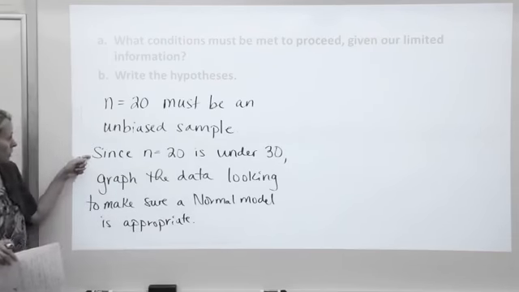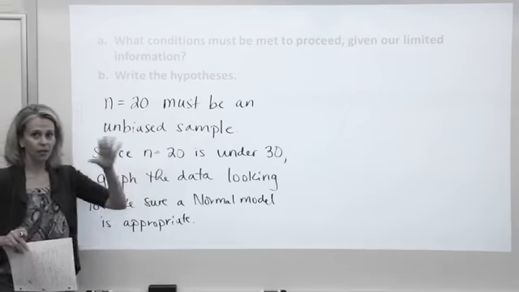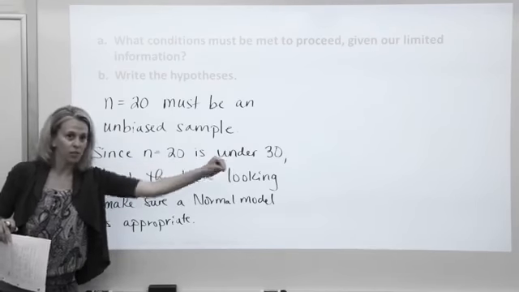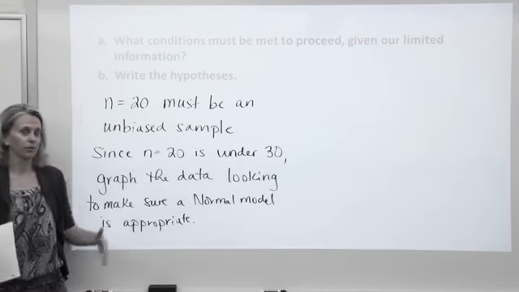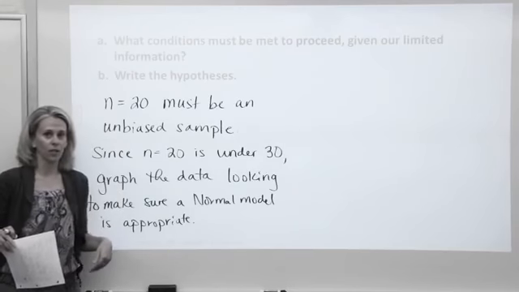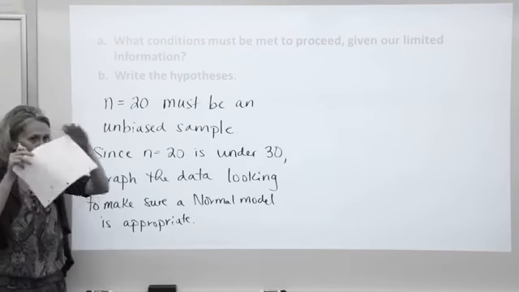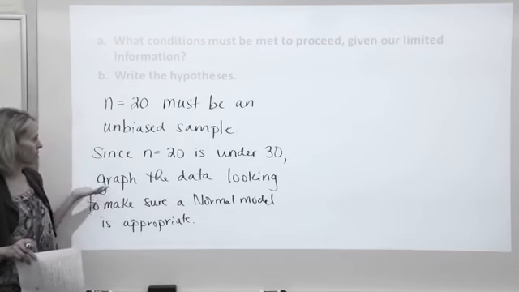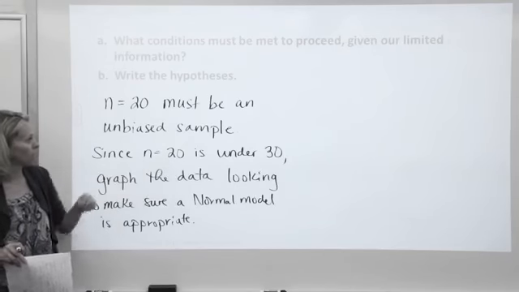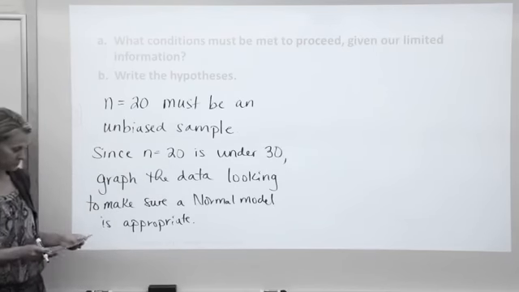If you graph the miles on those 20 tires and the data are skewed right, then we would stop here. The conditions would not be met. We need to go collect some more information. As long as they look pretty unimodal, symmetric, we'll be okay, even though we have a small sample size.